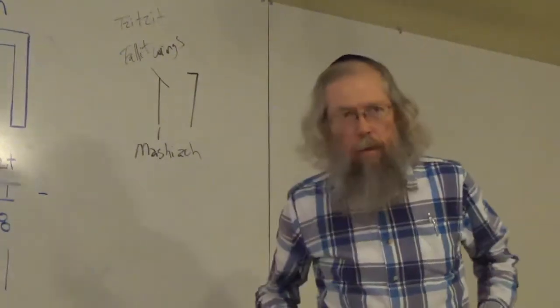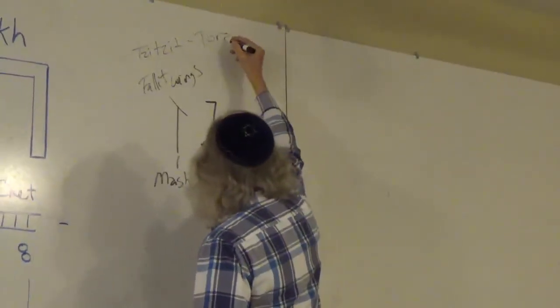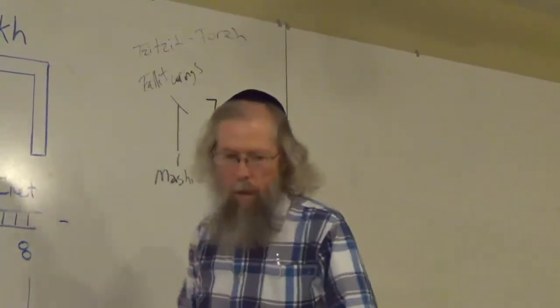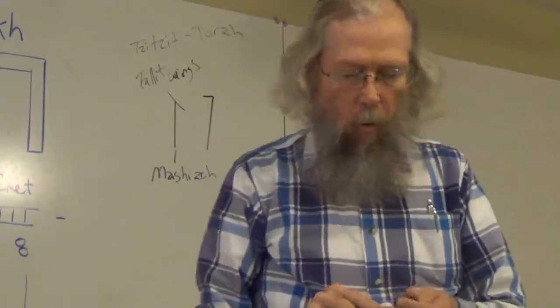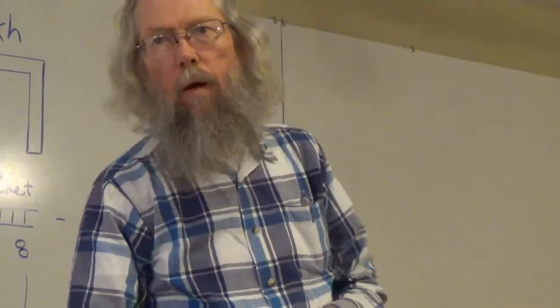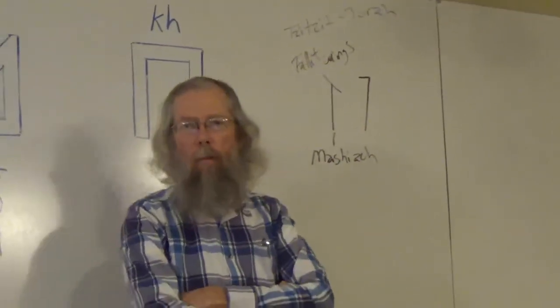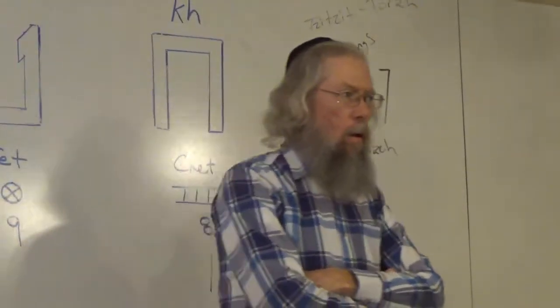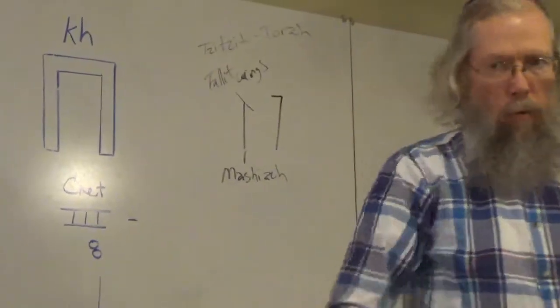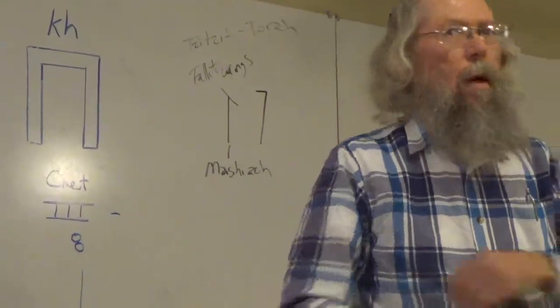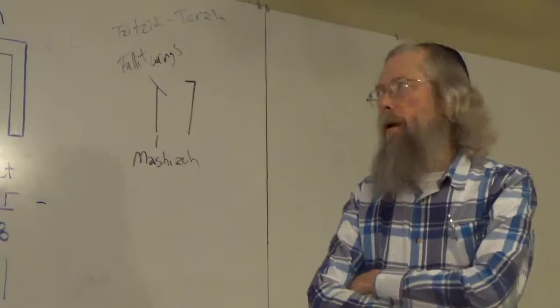And these represent Torah. The tzitzit represent Torah. Why? Because he said, you shall put tzitzit on your garments, on the corners of your garments, and you shall look upon them in order to remember and do all that I have commanded you. So the purpose of wearing the tzitzit is to look upon them and to remember and do all that God has commanded.